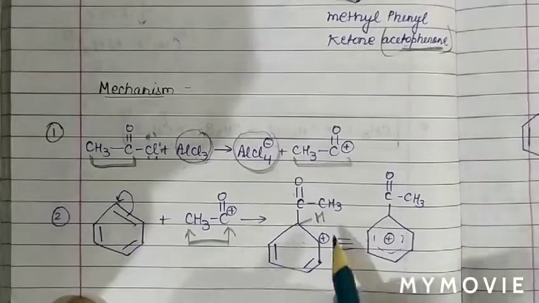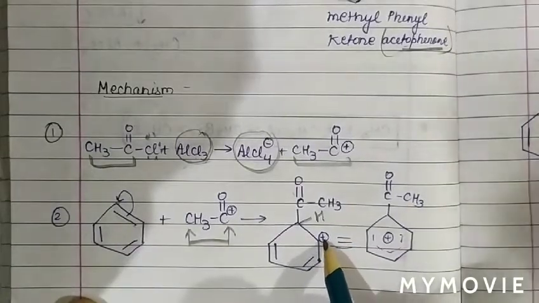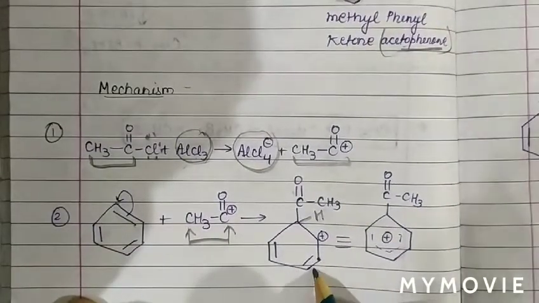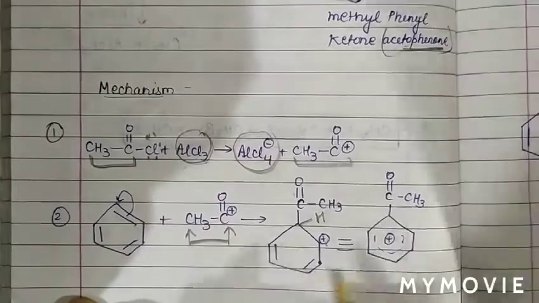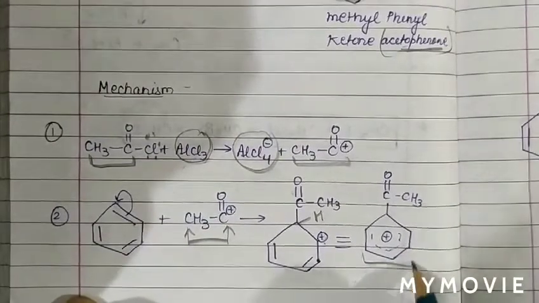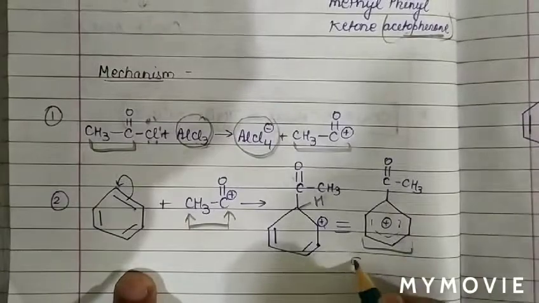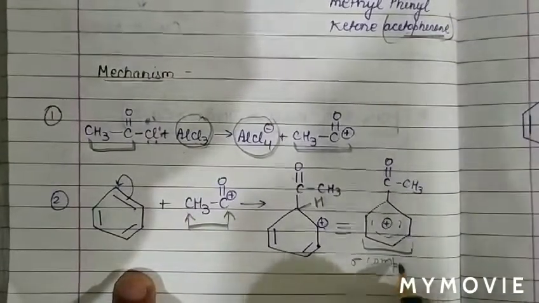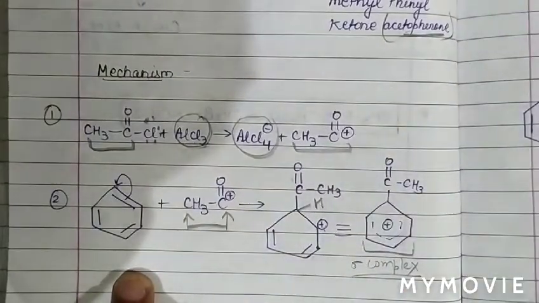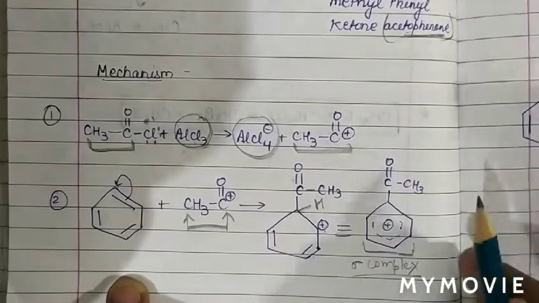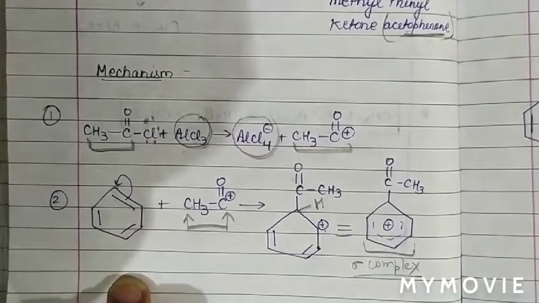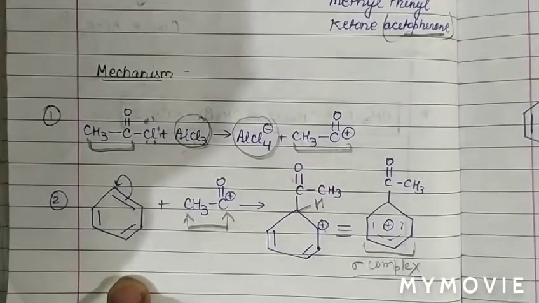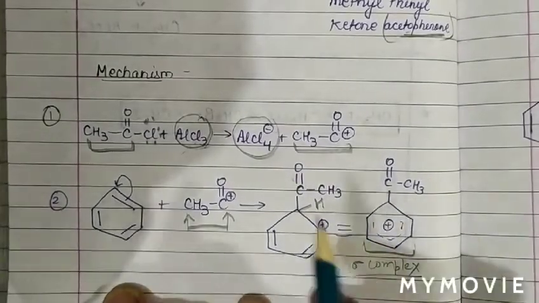Now we know there are chances of resonance: plus charge, single bond, double bond. So after resonance the positive charge can delocalize at this position, and at this position. So this is the complex which we call the sigma complex. We also call it the arenium complex, sigma complex or arenium complex, because the positive charge is delocalized between this position and this position. So as we can see, the electrophile attacks.